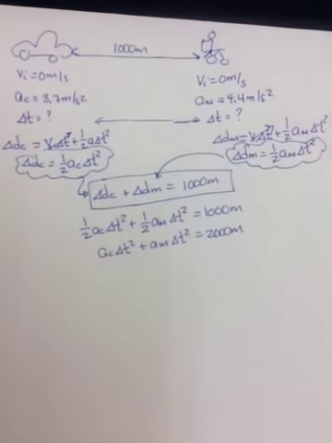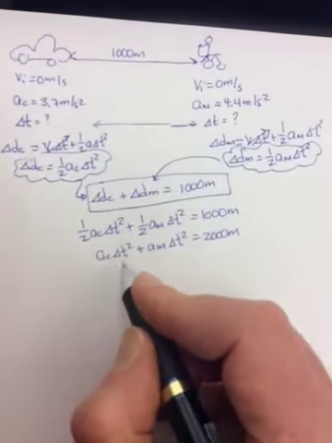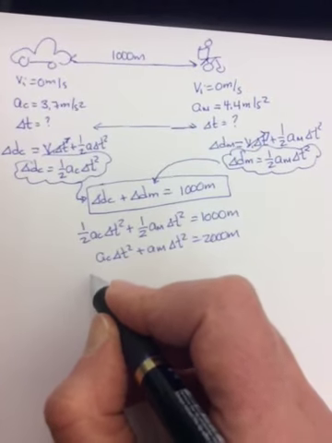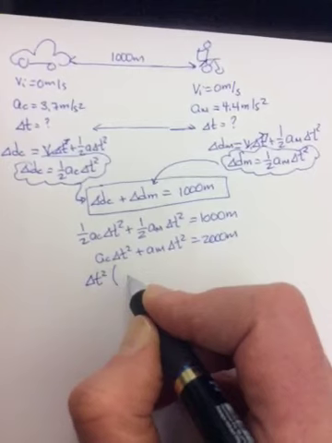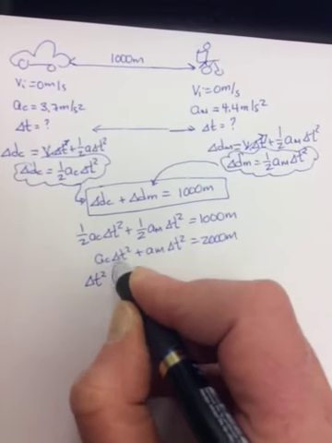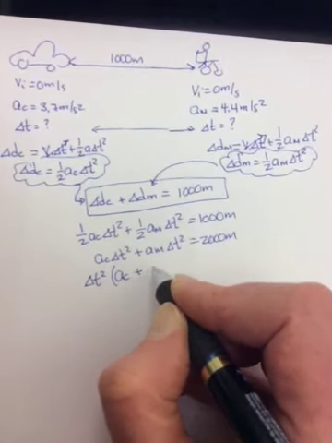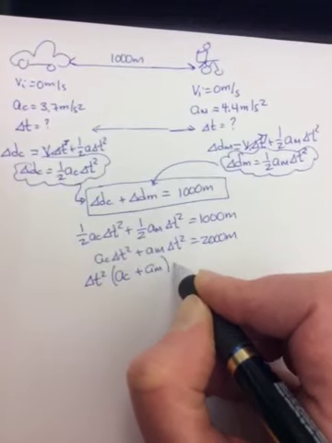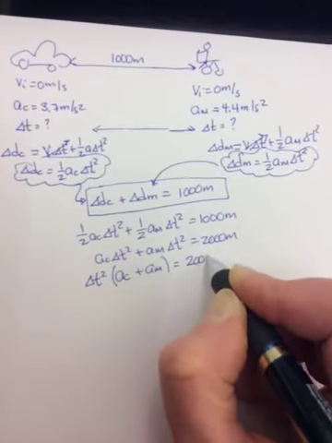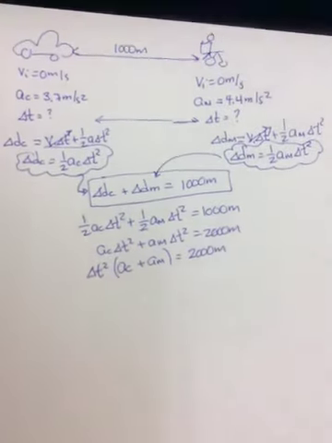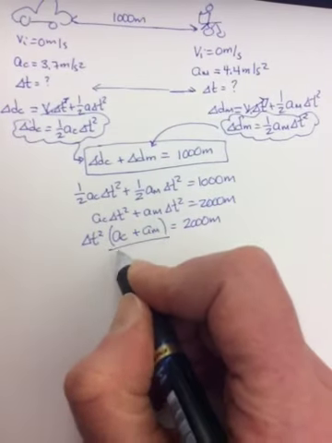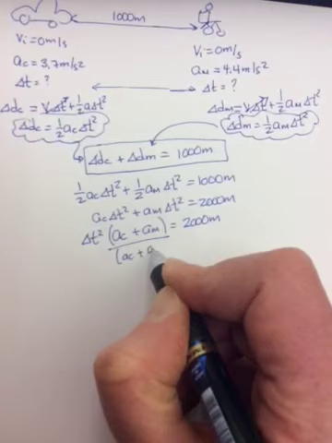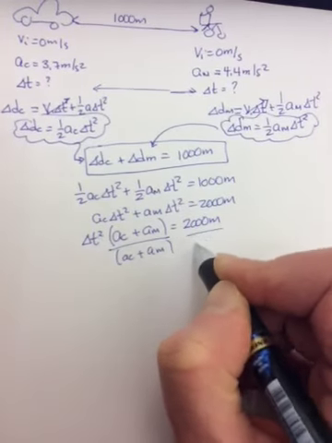So we have to use that trick that we learned back when we were doing math at the beginning of the semester. Factor the T squared out. And what you'll be left with is A of the car from this term plus A of the motorcycle from this term will equal 2,000 meters. And now divide both sides by the bracket because you want the delta T by itself.